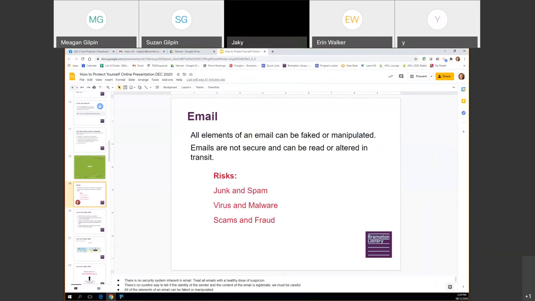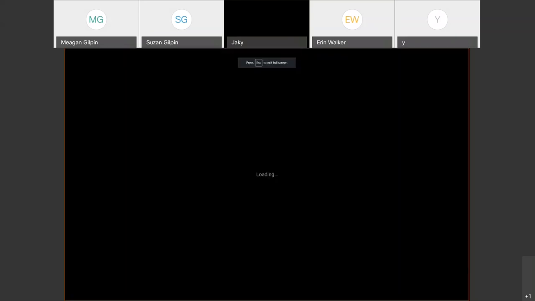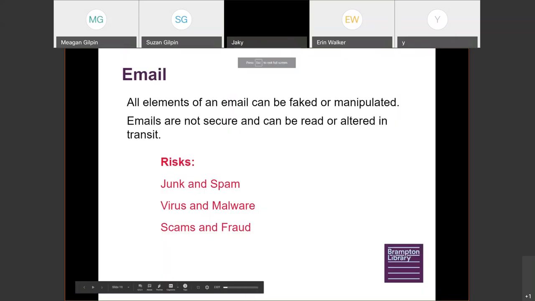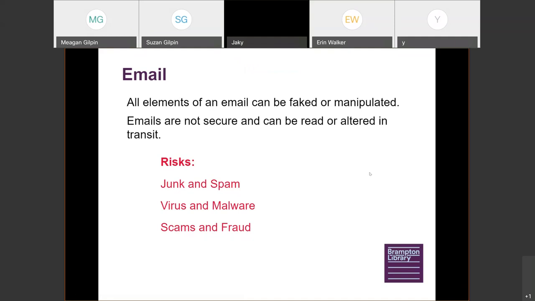There is no security system inherent in email. You want to treat all emails with a healthy dose of suspicion. There's no surefire way to tell if the identity of the sender and the content of the email is legitimate, so we really have to be careful. All the elements of an email can be faked or manipulated. Emails that you send are not secured and can be read or altered in transit. So what are some of the threats associated with email? Let's talk about how we can mitigate these risks.